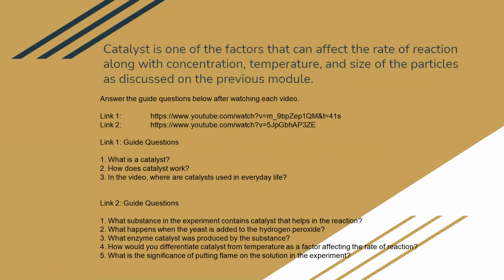Second, what happens when the yeast is added to the hydrogen peroxide? Third, what enzyme catalyst was produced by the substance? Fourth, how would you differentiate a catalyst from temperature as a factor affecting the rate of reaction? Fifth, what is the significance of putting a flame on the solution in the experiment?